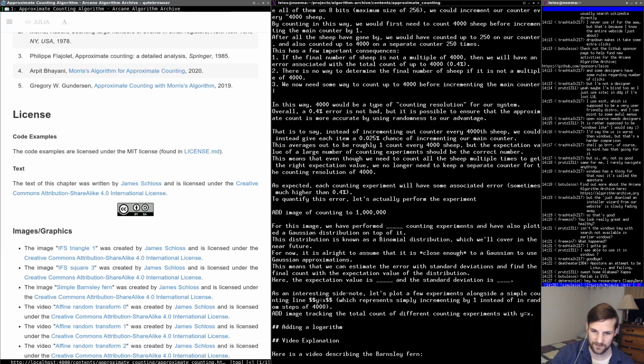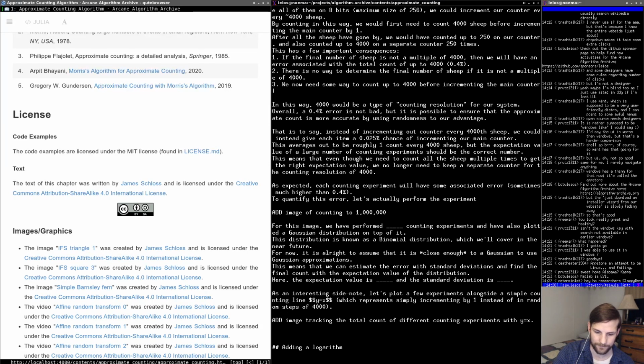Okay, so now we're going to add the image there. Here it is clear that by averaging all of the steps, all of the distributions, we roughly get the same y equals x counting line.